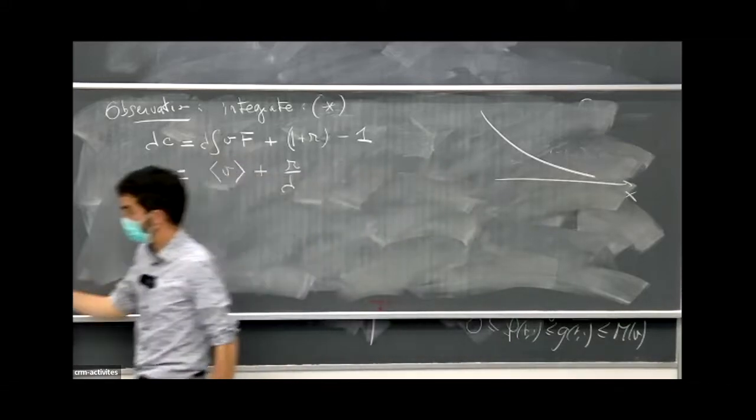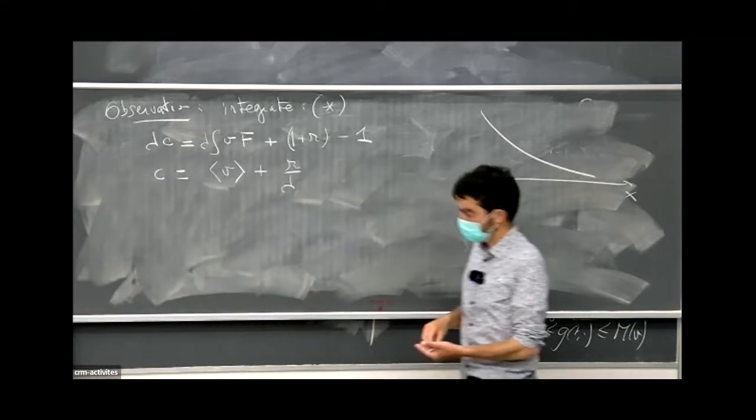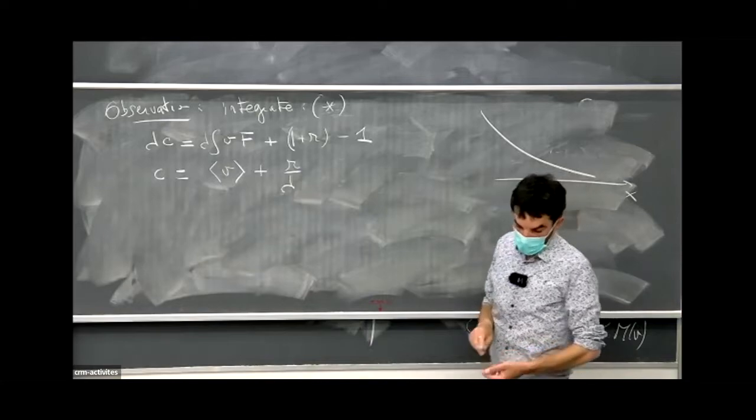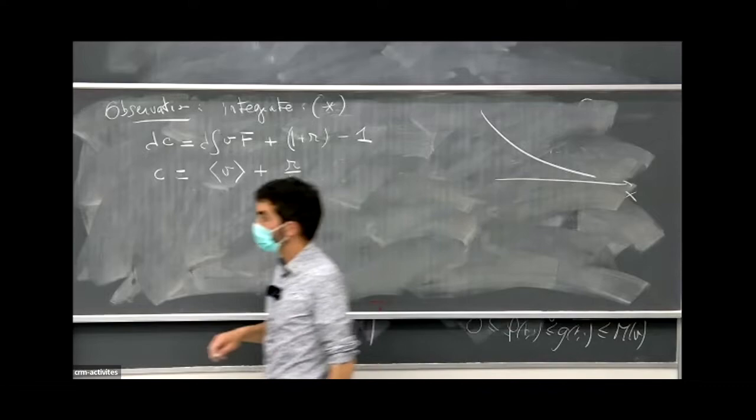But you can interpret this bias due to this lambda, which is the fact that you are in a front. Okay. Are there any questions on this? If not, I will reformulate.